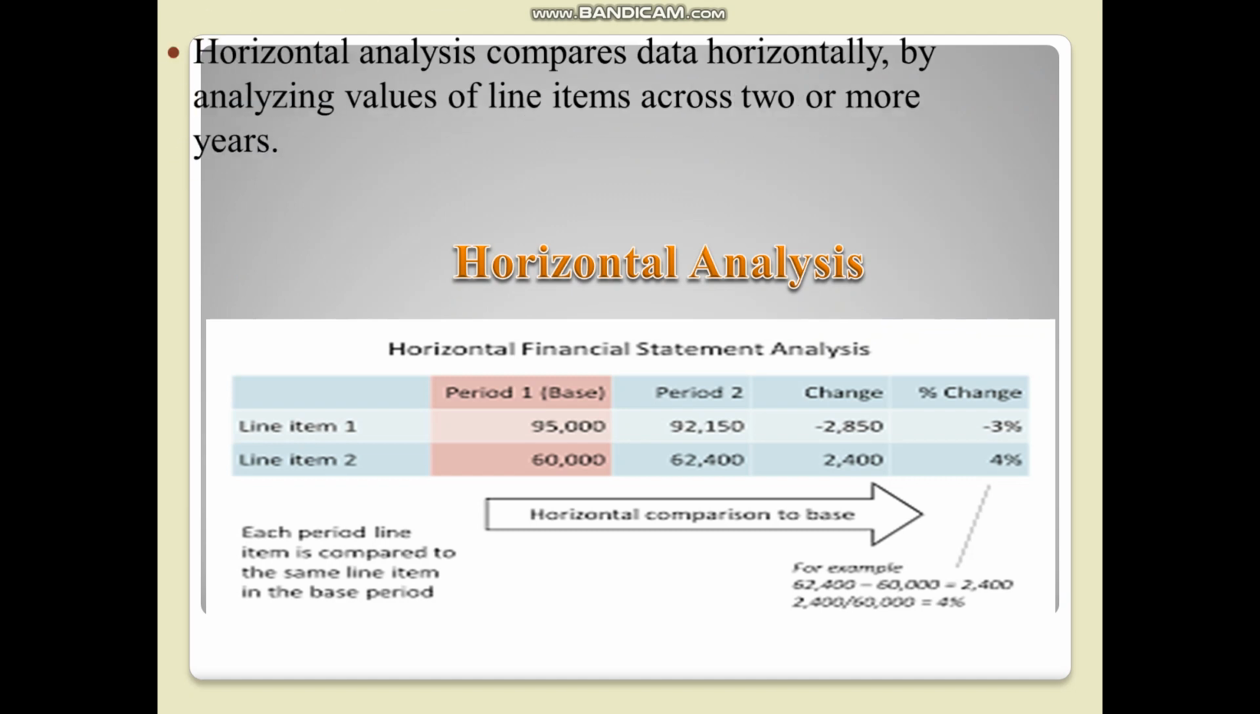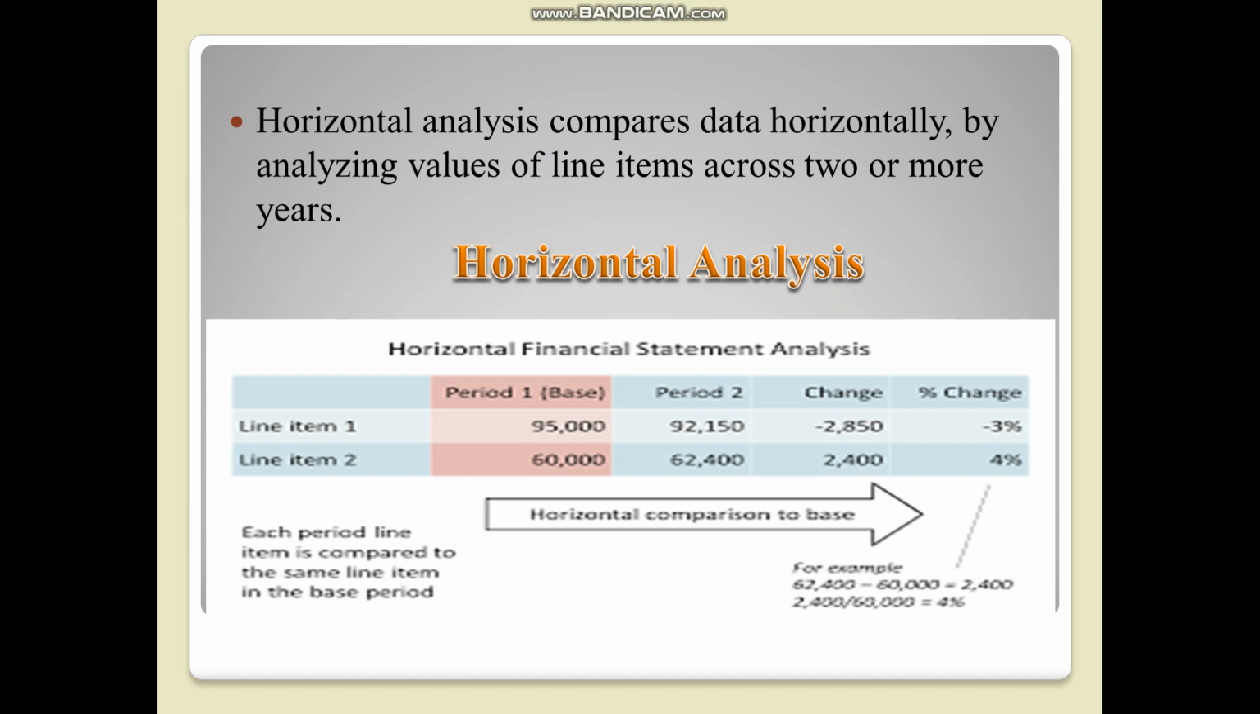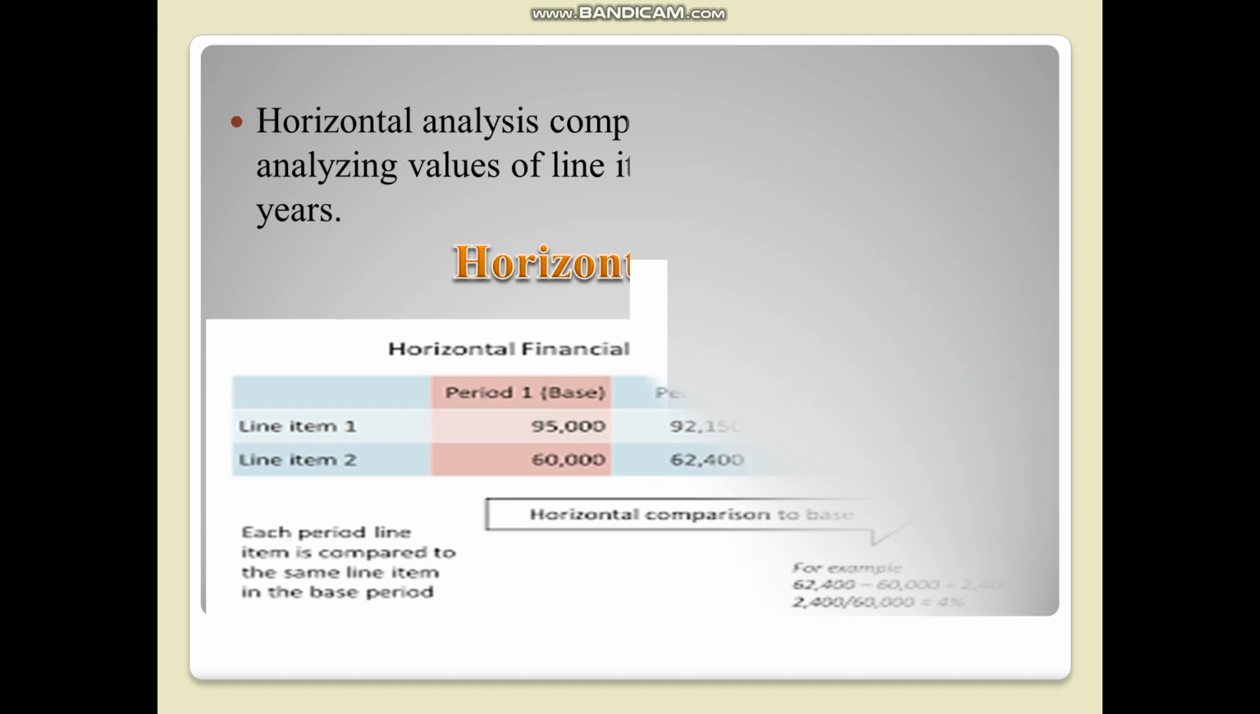Horizontal analysis. Now, in the horizontal analysis, it compares data horizontally. How? By analyzing values of line items across two or more years. So we are talking about periods. We're talking about comparing line items, for example, per year, per period. This is the horizontal analysis.